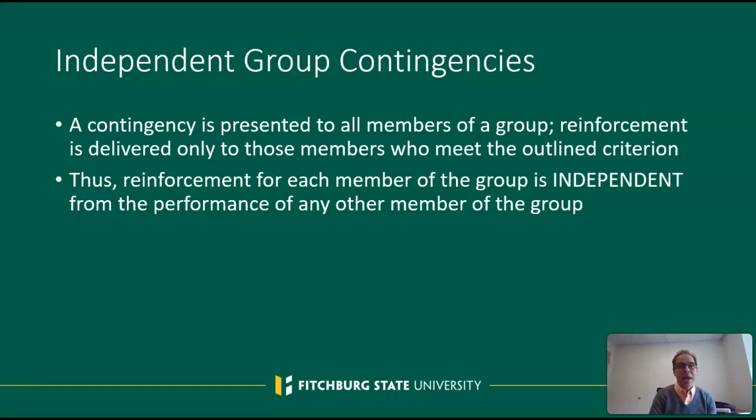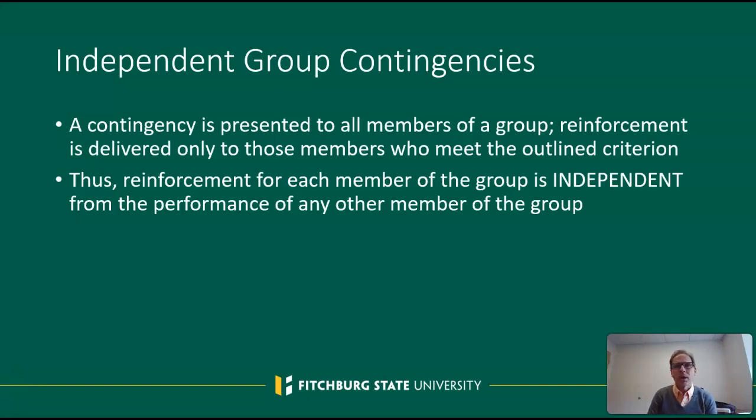So if we think about an example of an independent group contingency, maybe we have a classroom, and there's the expectation that each member of the classroom completes a math worksheet during some silent work time. Okay, we could have an independent group contingency that says anyone who's able to complete the math worksheet by the end of the class will be able to have an extra 5 minutes of recess. Okay?